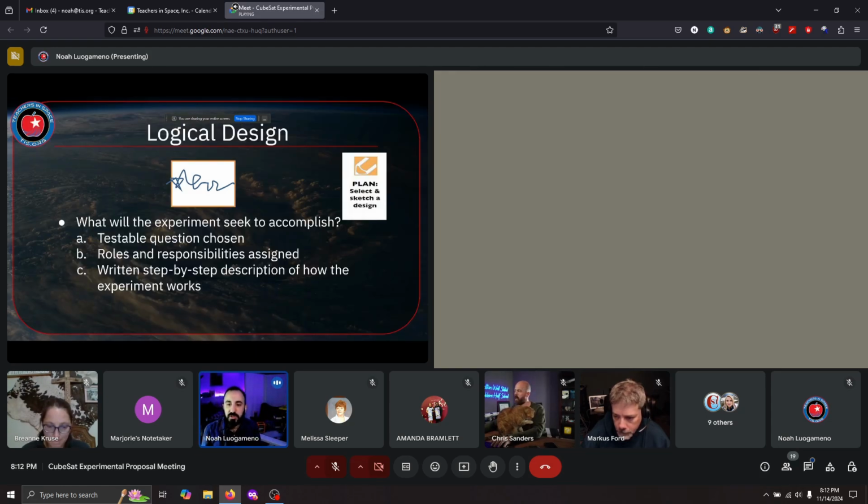So then once you've whittled it down to a specific question that you want to work on, you're going to start thinking about your logical design. The logical design is essentially telling us what your experiment seeks to accomplish. So you have your testable question, and you're going to start assigning roles and responsibilities to students.